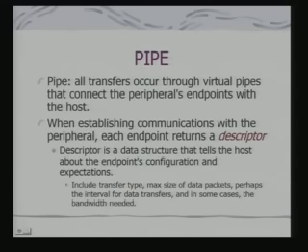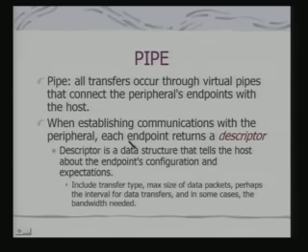In fact, all transactions take place through pipes. Pipes are like virtual connectors that connect peripheral endpoints with the host. Why is it a virtual connector? Because the path can go through a hub, but logically there is only a single connection, or a pipe, between the device and the host.